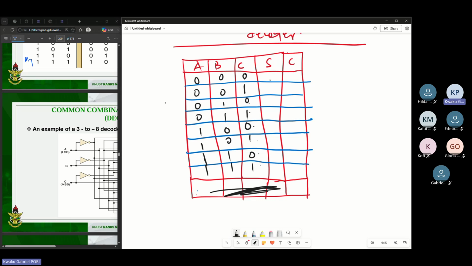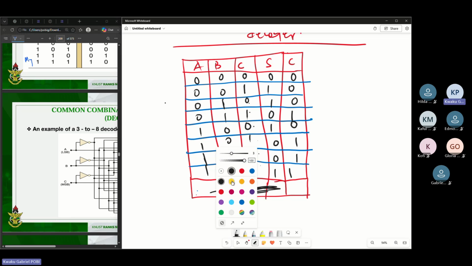So here your sum will be 0, your carry will be 0. Here your sum will be 1, carry is 0. Here your sum is still 1, carry is still 0. Here sum is 0, carry is 1. Here is 1, 0. Here is 0, 1. Here another 0, 1. Here is 1, 1, like that. Okay, so here clearly we can write the signals giving us high, right?